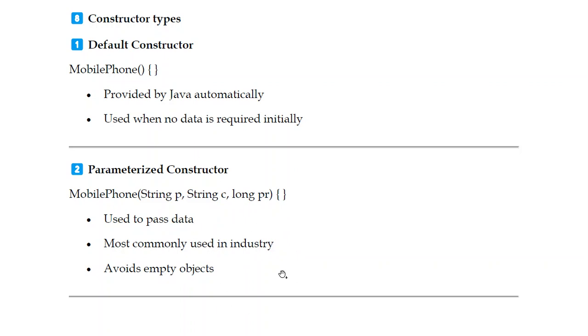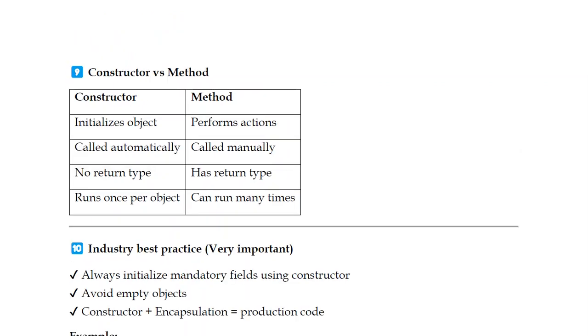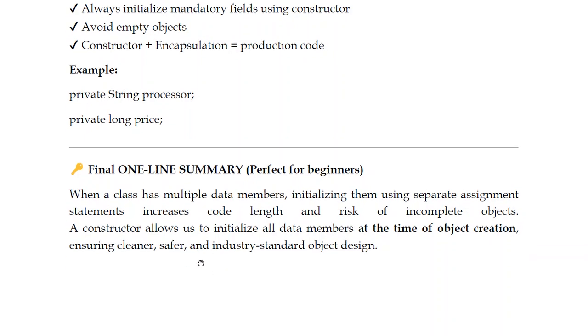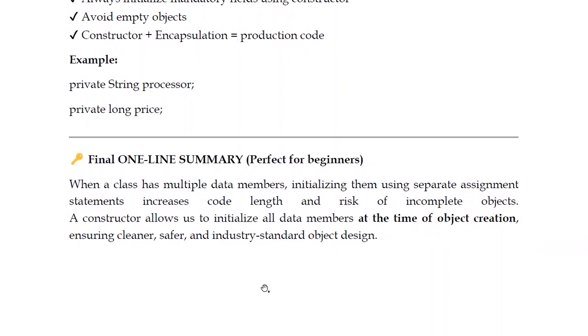Avoid the empty objects. If you are passing empty objects, I already told you the consequence. It is not a proper standard, because it will mislead and set the default values. It's not the right one. In industry, the best practice they always follow is to initialize the mandatory fields using the constructor and avoid empty objects. Constructor plus encapsulation is equal to production code. This is the proper standard they are following: protecting the data and also initializing the data members through the constructor. We'll discuss all these things in the coming slides.